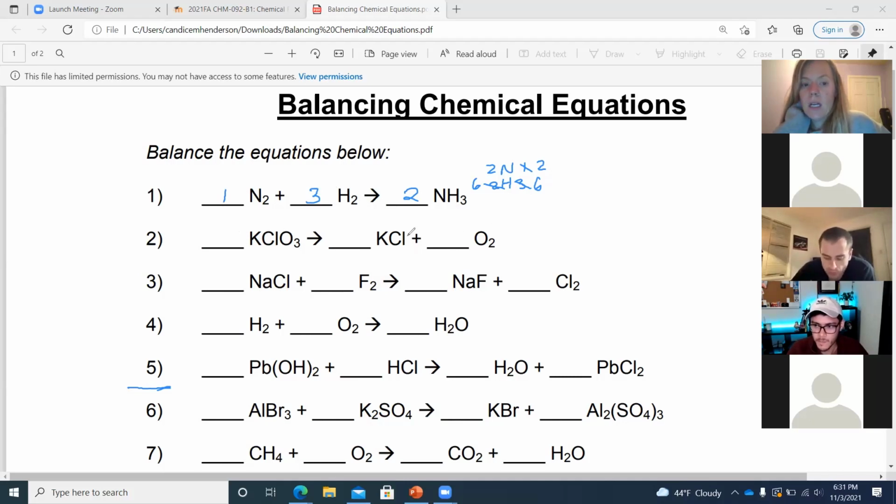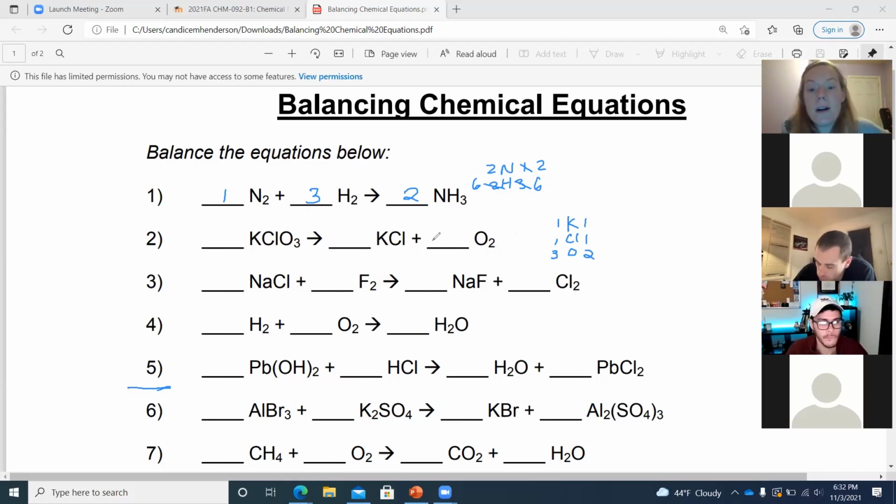Next one here. I have calcium, chlorine, and oxygen. I start with potassium. I start with 1 potassium. I end with 1 potassium. I start with 1 chlorine. I end with 1 chlorine. I start with 3 oxygens and I end with 2 oxygens.